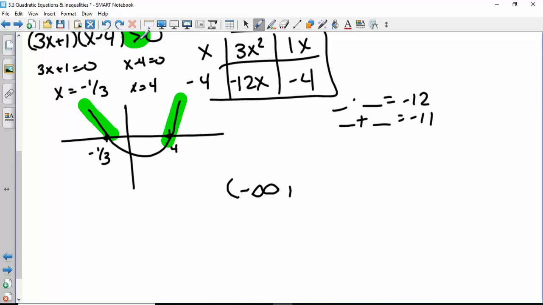This doesn't have an equal to, so parentheses, not brackets. So -infinity to -1/3, union 4 to infinity. So you have to watch that parenthesis or bracket.